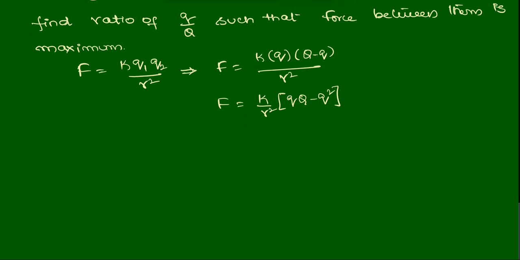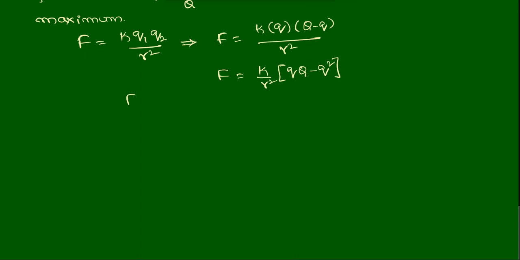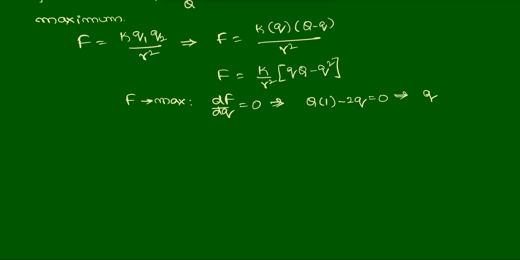Now, as force has to become maximum, dF/dQ must be equal to 0. If I differentiate this, differentiation of Q is 1, minus differentiation of Q² which is 2Q, and that will be equal to 0. So from this, Q by Q will be equal to 1 by 2. That means we have to divide that charge into two equal parts, then only the force between them will be maximum.